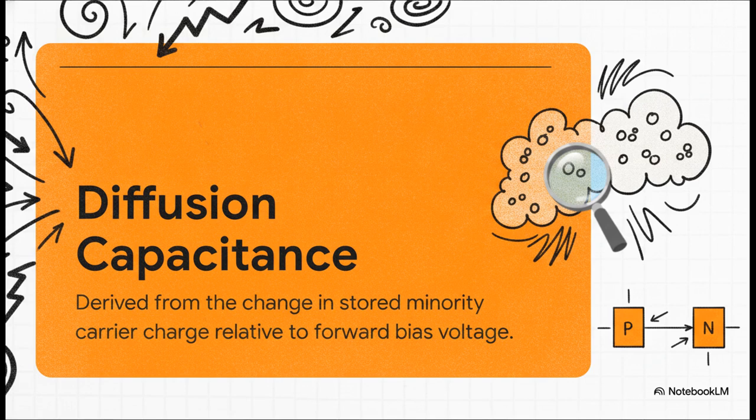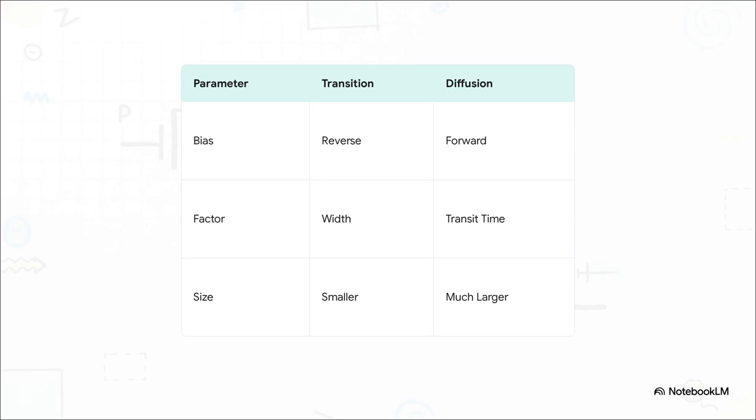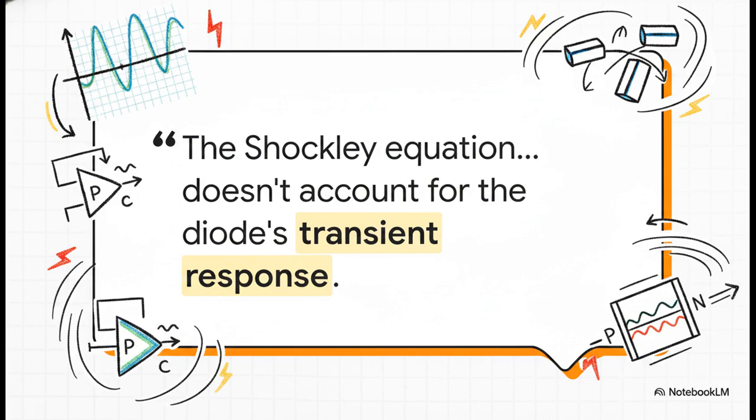Because there's just so much charge being injected during forward bias, this diffusion capacitance ends up being way, way larger than the depletion capacitance we just saw in reverse bias. So the crucial point is really perfectly summed up right here in this table. If you're prepping for a B.Tech exam, seriously take a mental screenshot of this. Transition capacitance rules the reverse bias state, and it's totally dependent on the depletion width. Diffusion capacitance takes over in forward bias, it's all about minority carrier transit time, and relatively speaking, it is massively larger.